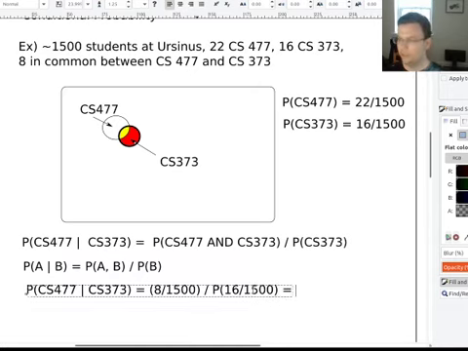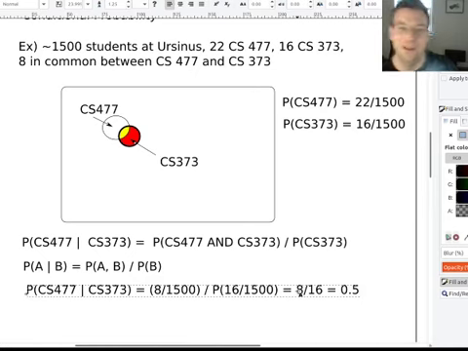But what you see is that this denominator cancels out here. You see it goes back exactly to our intuition, that we're constraining to this area and just counting the things that are there. So it ends up being 8 over 16, which is 0.5. So that's kind of interesting the way the numbers worked out. If you're in 373, you have a 50% chance of being in my AI class.